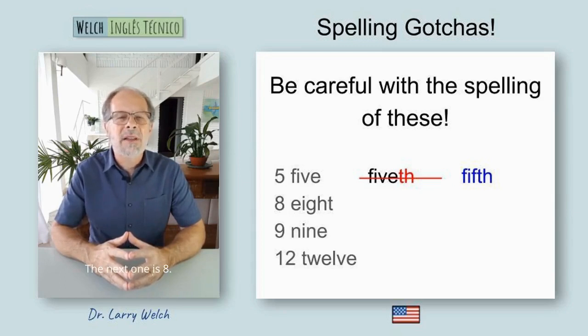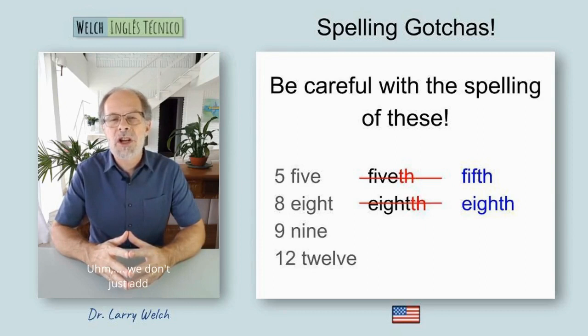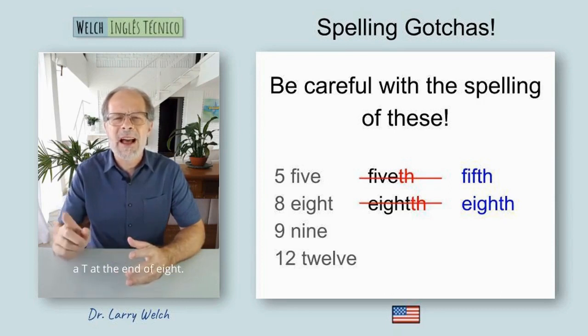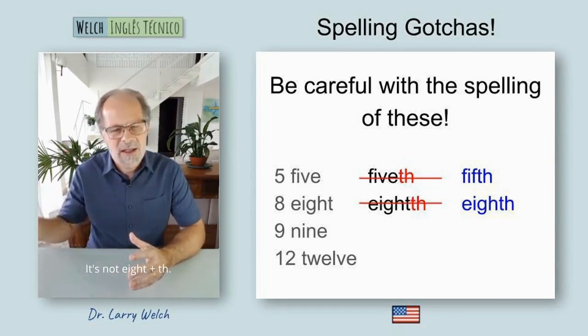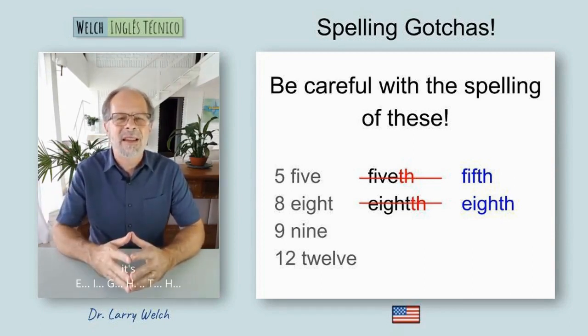The next one is 8. We don't just add th to the end because there's already a T at the end of 8. So it's 8th, but there's only one T. It's not 8 plus TH. It's EIGHTH. Eighth, eighth.